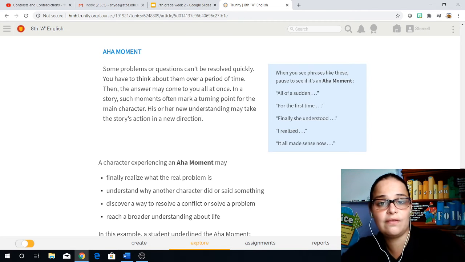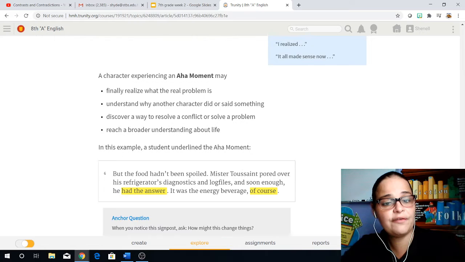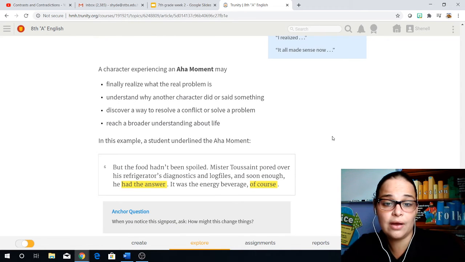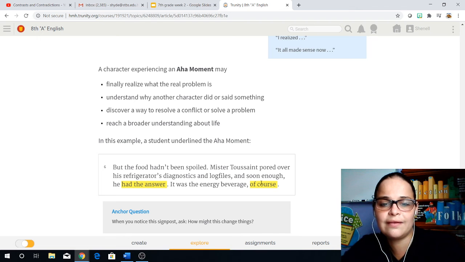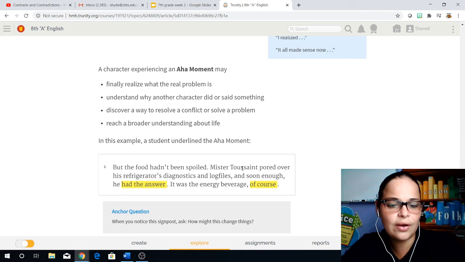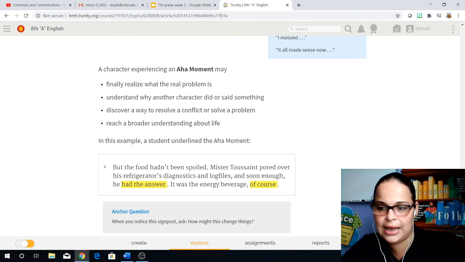A character experiencing an aha moment may finally realize what the problem is, understand why another character did or said something, discover a way to resolve a conflict or solve a problem, and reach a broader understanding about life. Now, in this example, a student underlined the aha moment they found in this paragraph. But the food hadn't been spoiled. Mr. Toussaint pored over his refrigerator diagnostics and log files, and soon enough, he had the answer. It was the energy beverage, of course. So if you notice, had the answer and of course are the ones that are annotated or highlighted.